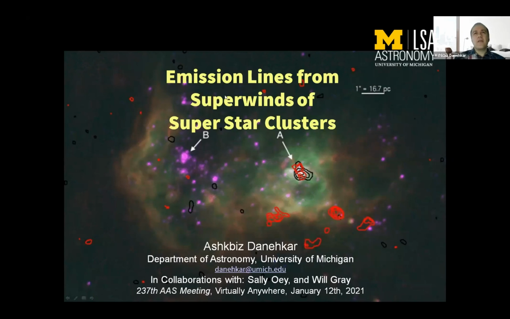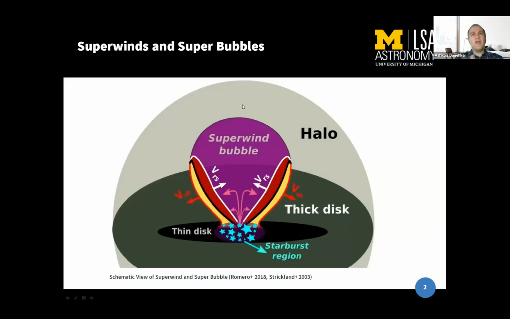Hello, good evening. Today I will talk about my recent hydrodynamic and photoionization results of the superwind simulation driven by superstellar clusters. Superwinds and superbubbles are typically observed in starburst galaxies, and this superwind is driven by thermal and radiation feedback from OB associations and supernova explosions.